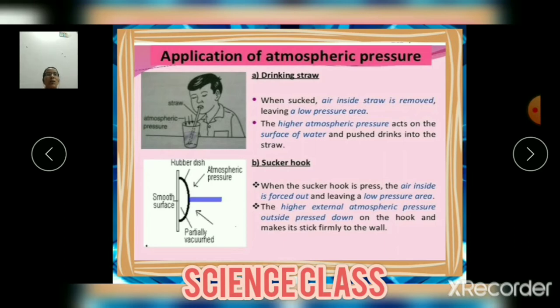It is a common application of atmospheric pressure: when the air inside the straw is sucked out, the atmospheric pressure acts on the liquid which is filled in the glass. The high atmospheric pressure on the water or liquid surface pushes the water inside the tube. What will happen inside your straw? Your juice, liquid, milk, whatever you are drinking, reaches straight into your mouth.